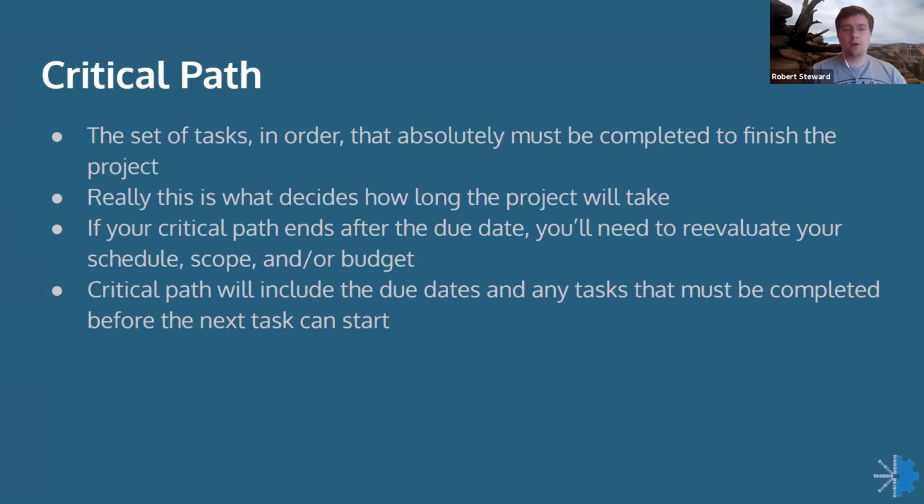Once you've got all of your tasks laid out and you know about how long they should take, you can start to form a critical path, which is a set of tasks that need to be completed in order to absolutely finish the project. That critical path typically will tell you exactly how long your project will need to be. Obviously, if your critical path ends after the due date, you need to evaluate something within your project to be able to actually get it before your due date, so that you can still have a successful project.